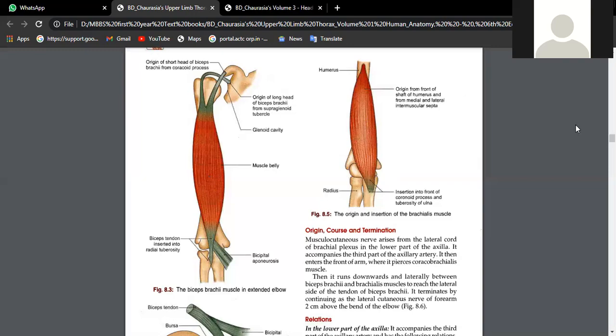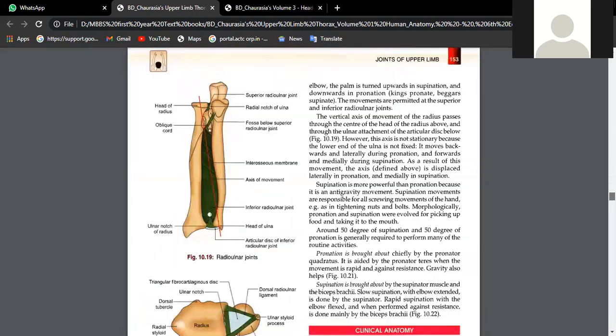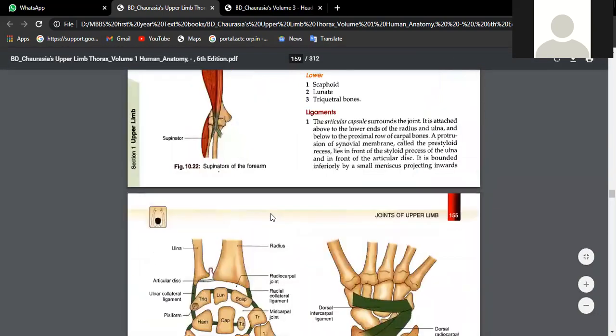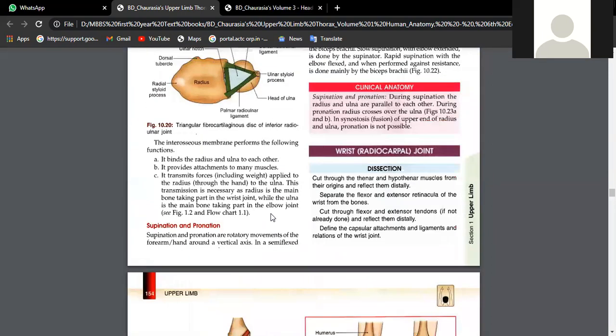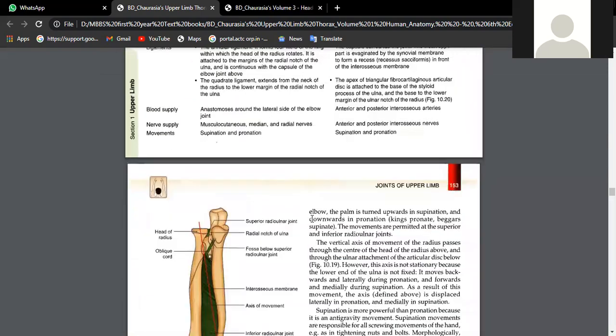Inferior radioulnar joint, how is it formed? Between the radius and ulna. Okay. So in the inferior aspect, see this one. You have the head of the ulna and the ulnar notch of the radius. Here you will have the inferior radioulnar joint.